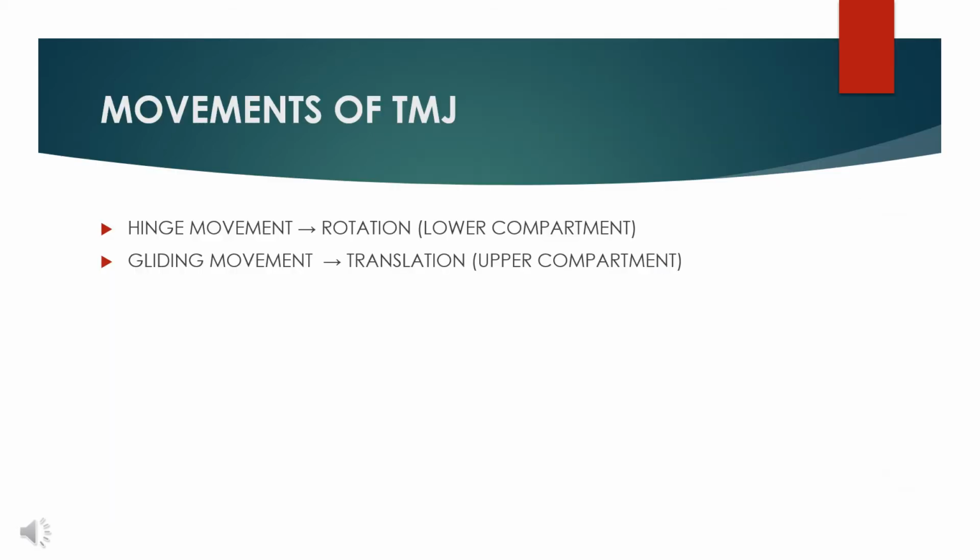Now we'll move on to the movements of the temporomandibular joint. The temporomandibular joint exhibits two types of movements, namely rotation and translation. Rotation can be called a hinge movement, whereas translation can be called a gliding movement. The upper compartment of the joint shows the anteroposterior gliding movement during which the condyle and the articular disc move as a single unit against the glenoid fossa. The lower compartment shows a hinge movement during which the condyle moves against the articular disc and glenoid fossa, which together act as a single unit.